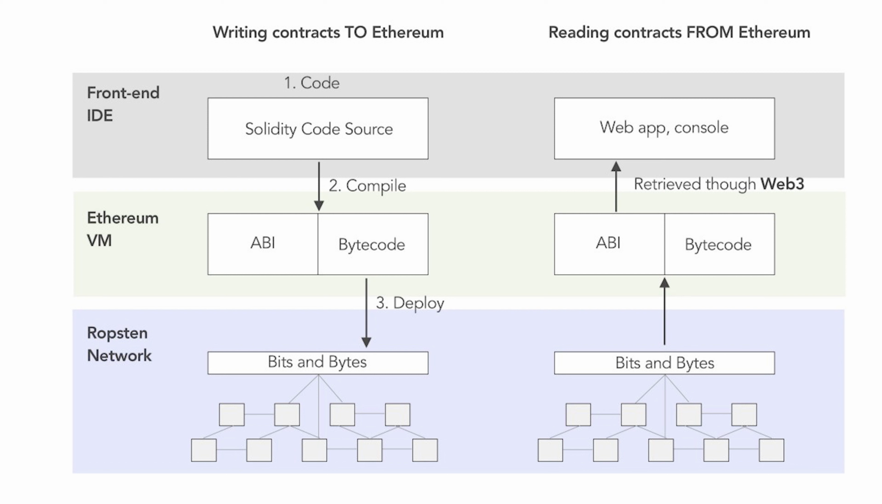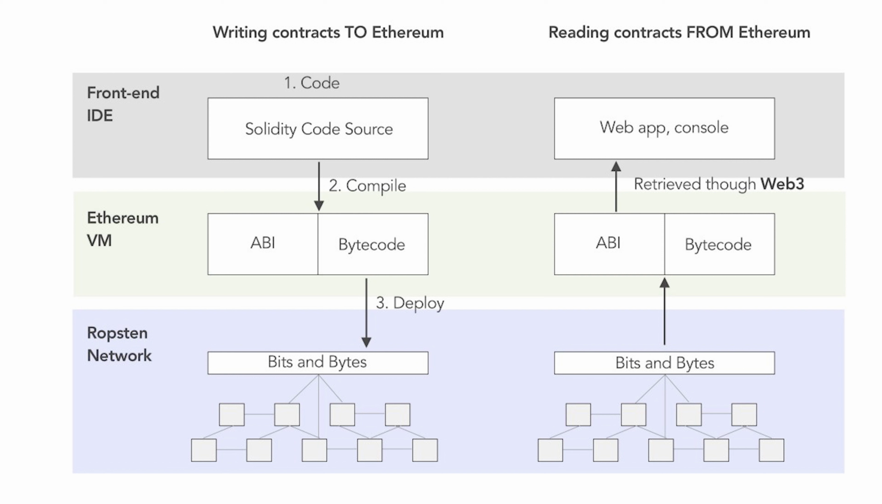All right, so if you look at this diagram that I have up here, it shows the process of deploying the smart contract in very simple terms. So on the left, you could see writing contracts to Ethereum. Now, we start off with a front-end IDE like Remix, and we just start off with our very simple code. It could just be one or two functions, doesn't need to be anything crazy. And then you have your Solidity code source, then compiled. Now, this code source is then compiled to the Ethereum virtual machine, and then it is converted into bytecode and then deployed to the Ropsten network via bits and bytes.